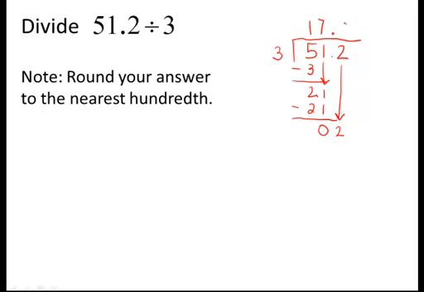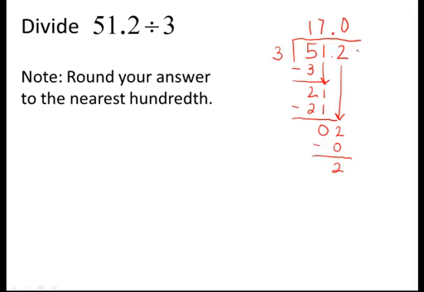3 goes into 2 0 times. 3 times 0 is 0. 2 minus 0 is 2. I need to keep going because the question asks me to round the answer to the nearest hundredth. In order to correctly round to the nearest hundredth, I first need a number which goes past the hundredths place to at least the thousandths place, so that I can correctly round to the hundredths place.